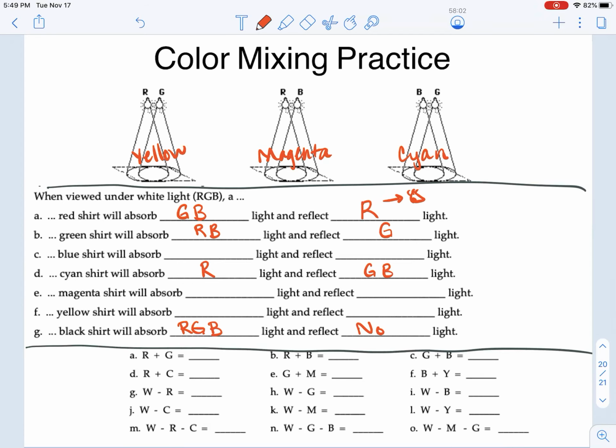All right, and then looking down at the bottom set of pictures, I just wanted to make sure that you guys understood how to interpret this. So R plus G means that we have red and green light being combined, so red and green combined to make yellow. R plus C means red plus cyan. So red plus, and then cyan is actually green and blue. So look at that. We have all three colors of visible light. So this is going to make white.